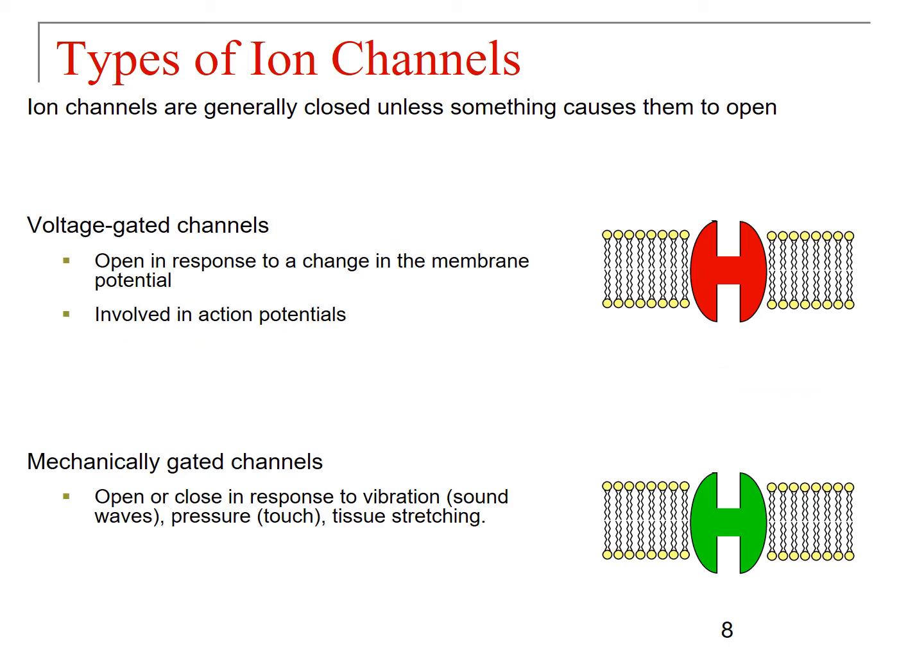Voltage-gated channels will open in response to a change in the membrane potential. So let's say that something disrupts our membrane potential and moves it to a certain point. At that point, when you have an electrical disruption, the voltage-gated channels are going to open. These are usually involved in action potentials.